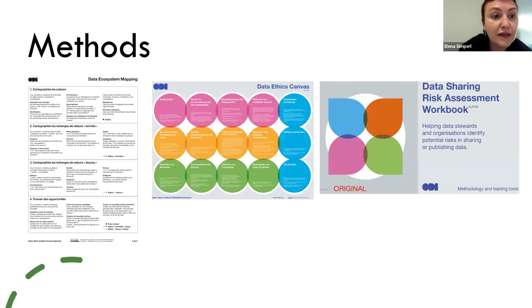In the open data ecosystem, particularly at the ODI, there's also a huge arsenal of methods you could draw on. For instance, there are tools like the data ecosystem mapping or tools that encourage one to reflect on the ethics of data sharing and use, or in fact, a risk assessment workbook where organizations can decide what is the level of access that they want for their data sets. It could be open, it could be shared, or it could be in fact closed. So lots of these methods and the toolkits associated with them are possibly relevant also for the toolkit that we have heard about earlier. Next slide, please.